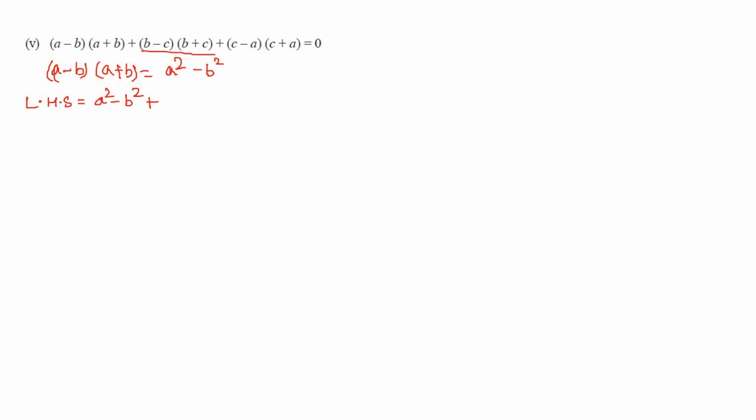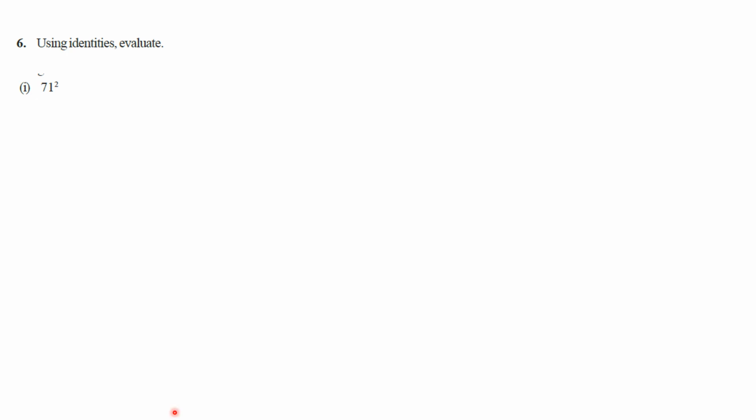plus (b minus c) into (b plus c). This is also b square minus c square plus (c minus a) into (c plus a). This will give me c square minus a square. Now you can see a square minus a square 0, minus b square plus b square 0, minus c square plus c square 0. So it is all 0. So RHS is also my 0. So from here I can show that LHS is equal to RHS. So this was all about question number 5, where I have solved using the standard identities. Okay, now moving to question number 6.